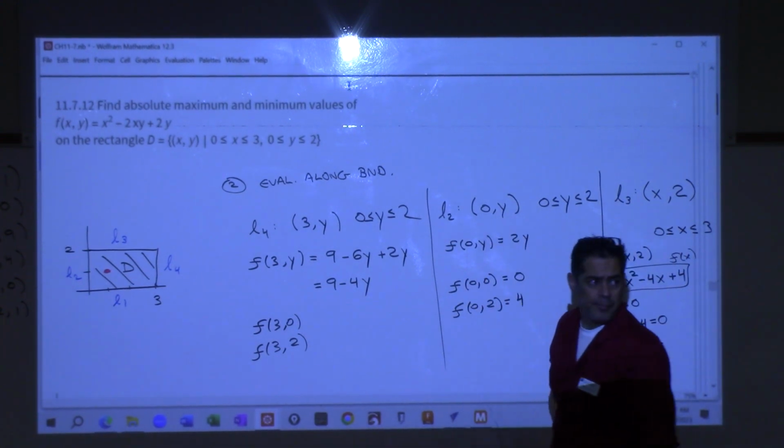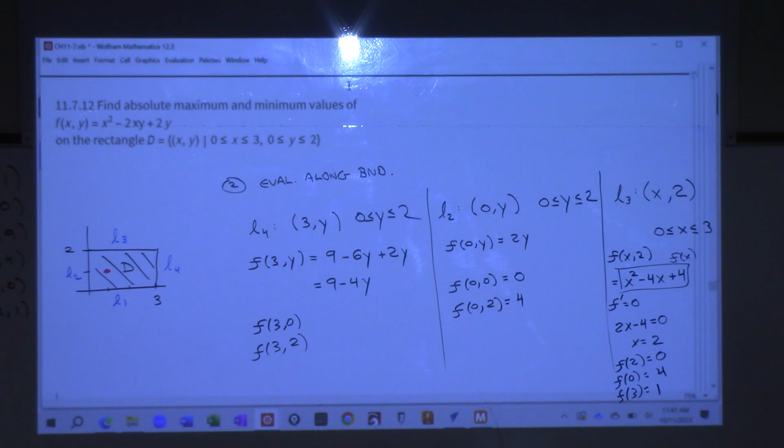Let's go back to L3. We found the derivative, plugged this in and got a quadratic. We said we have to find the max or min of that quadratic on this closed interval. So we take its derivative and set it equal to 0. Solve that, and that's one of our critical numbers. We need to plug that into this polynomial, and the two endpoints too. That will give us the maximum and minimum values.